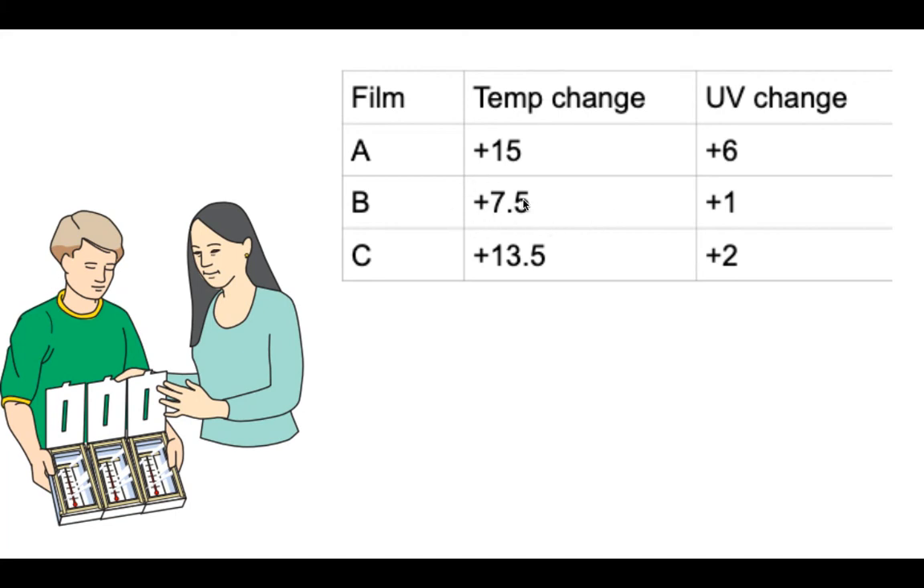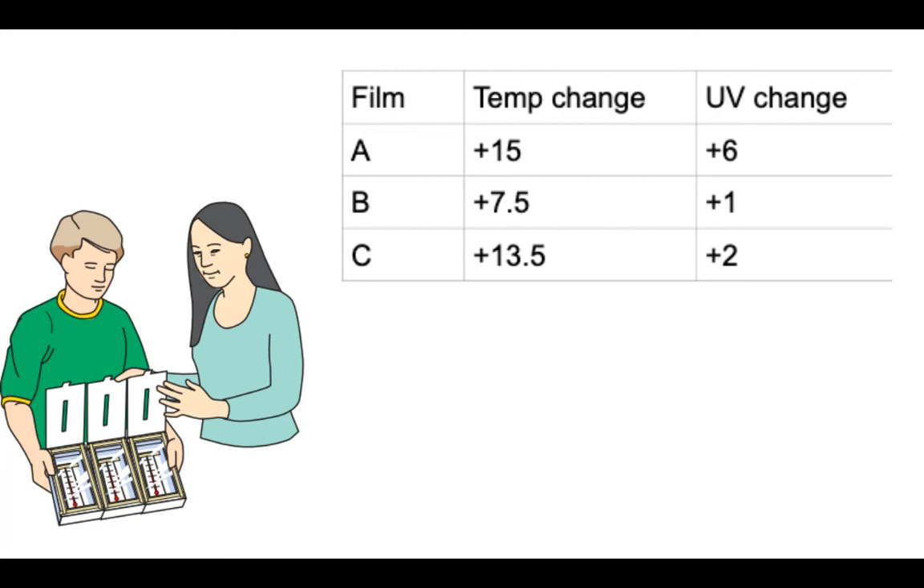Film B, the temperature did not increase as much. It still increased, but the UV was really blocked out. So that's kind of interesting. So that absorbing, transmitting, reflecting. C also increased quite a bit in temperature, but based on the UV, it didn't have as much significant absorption as film A. So we're really kind of comparing the 2 variables.